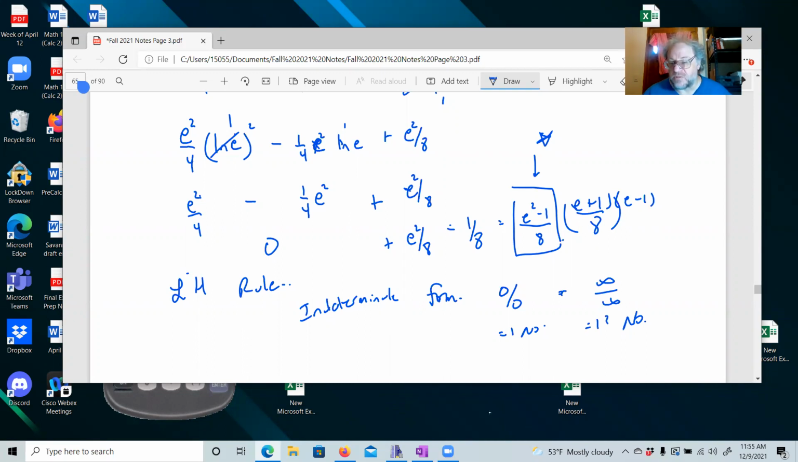Every time you use L'Hopital's rule, you have to reevaluate your limit and see what happens, because sometimes you have to use this more than once.